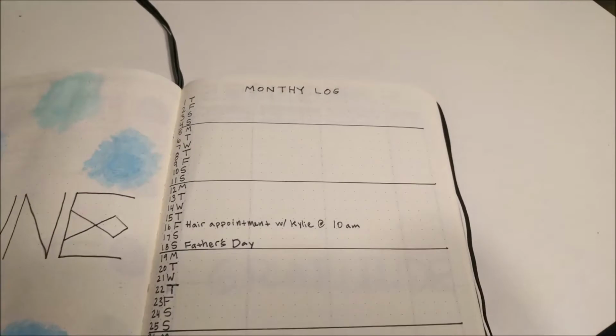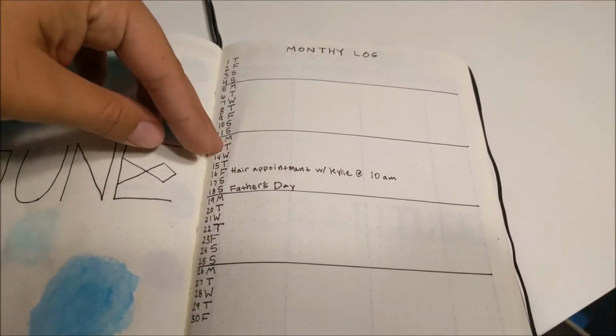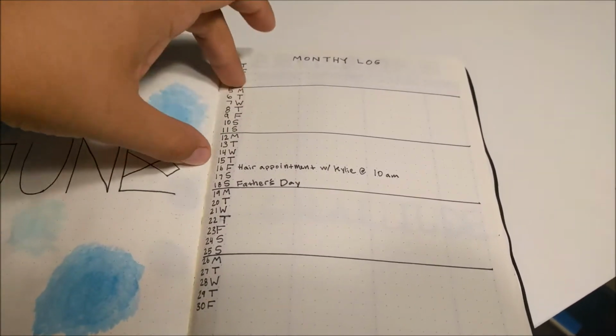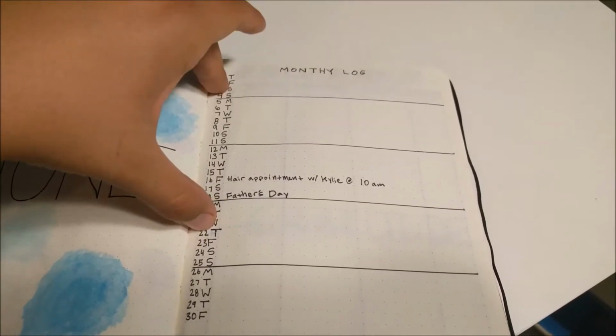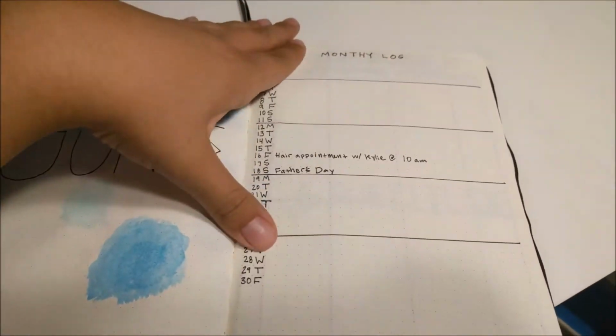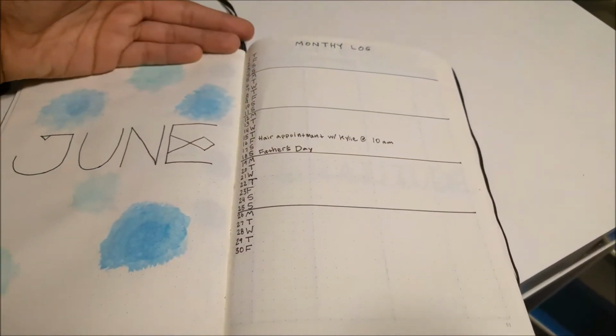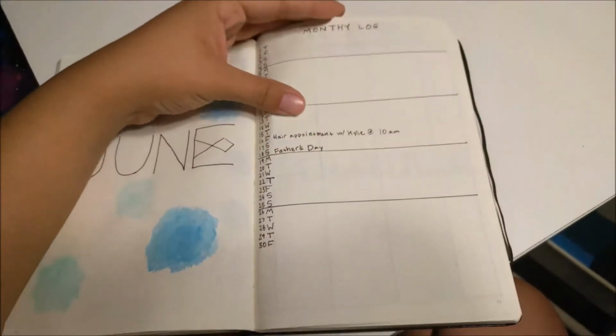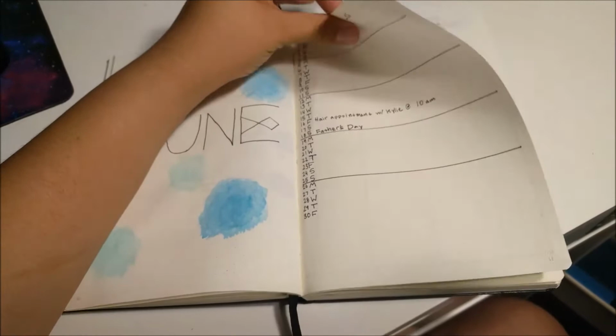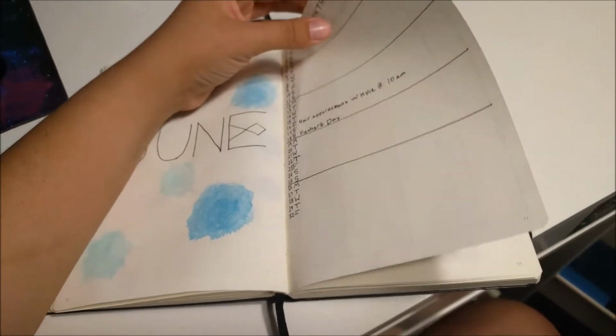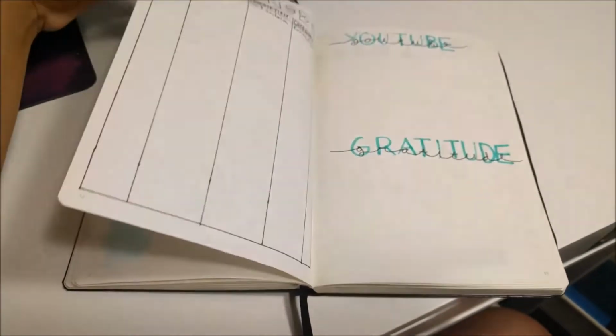And for the monthly log, I just went really simple. I've tried doing calendars, but there's never really much for me to put in it. So I think this is easier. I don't have that many things going on in my days, so it just makes it a lot easier for me. A lot less stressful. Not a lot of work goes into this, so it's pretty easy.